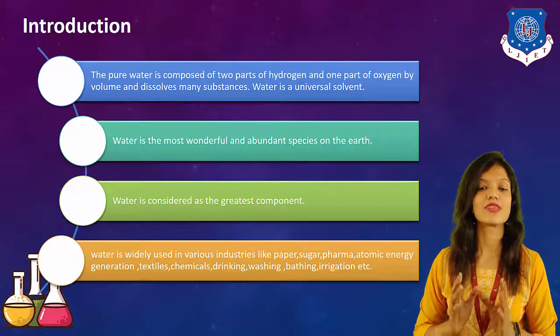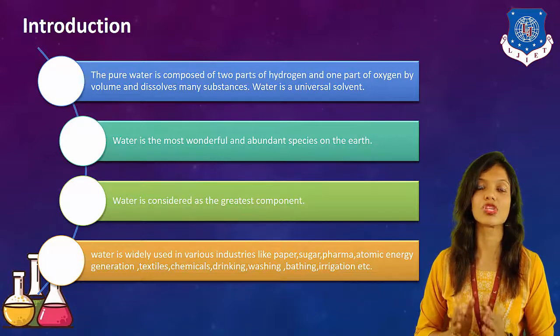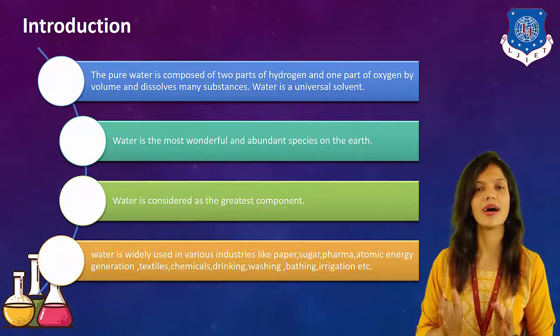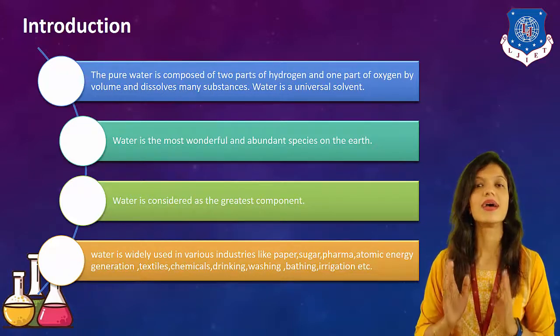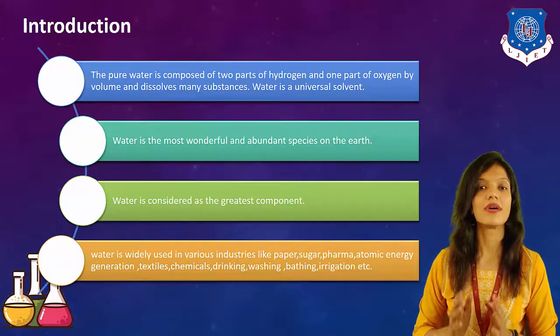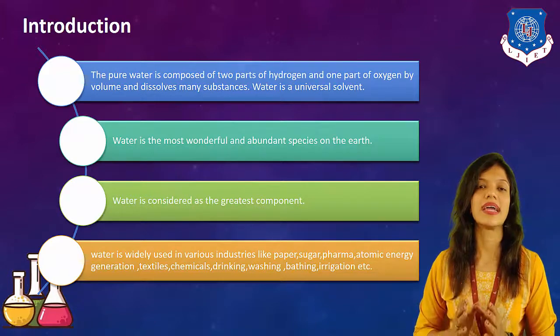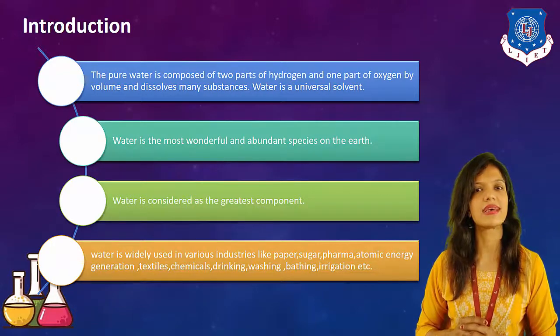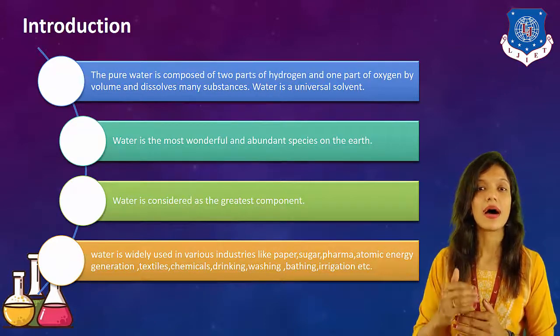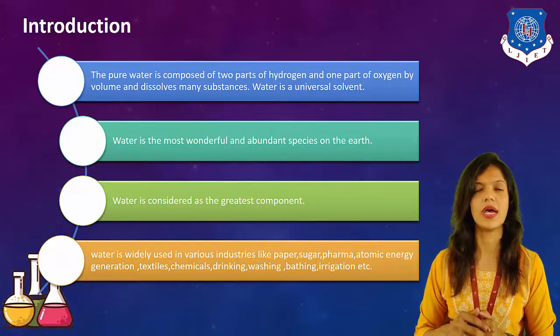In this manner, as we all know, it's the most wonderful and most abundant chemical species present on the earth. Here abundant means in a very high amount. We all know that earth contains water in a very high amount. Water is considered the greatest component. That means it can dissolve, or participate with, many substances.